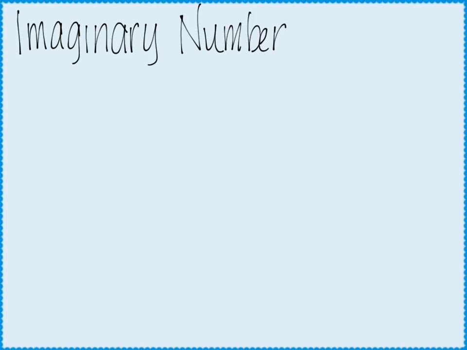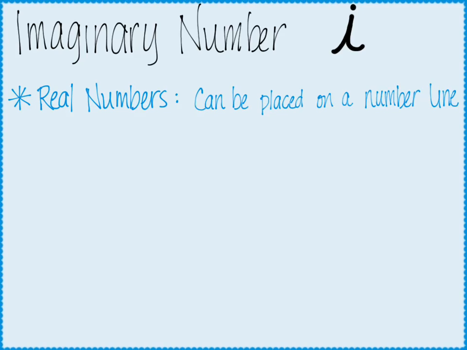In this lesson, we're going to learn about the imaginary number called i. Before we do so, we need to review a little bit about real numbers. Recall that real numbers are numbers that can be placed on a number line. So here we have a number line, and already on the number line we have several different types of numbers.